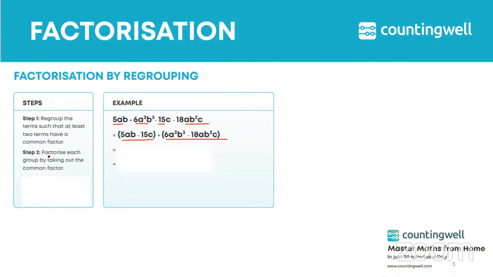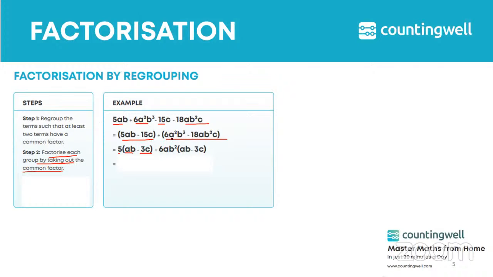Here we can factorize each group by taking out the common factor. What will be the common factor? Among the variables we cannot see any common, but among the constants we can. Here it is 5 into a into b, and here we have 15c, which is 5 into 3 into c. That's why we have 5 common, and in the bracket we'll have ab minus 3c. As I told you, it will be 5 into 3 into c. That's why we have 5 common for the first bracket.